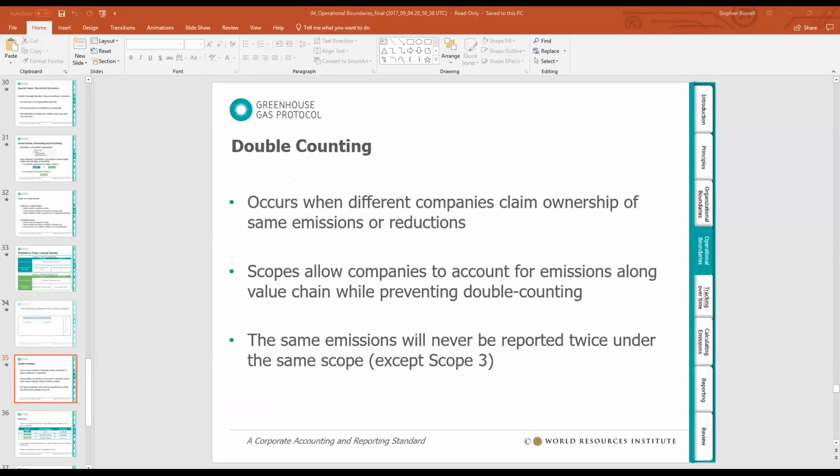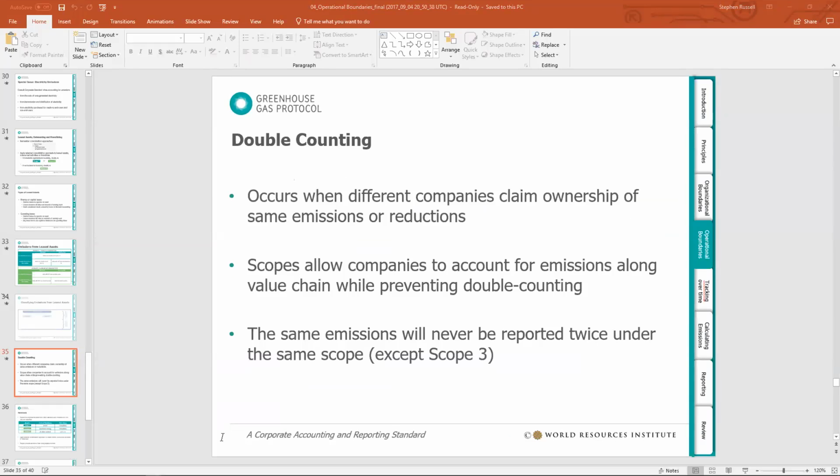Let's take the exercise for operational boundaries. I'll give you a moment to load it.